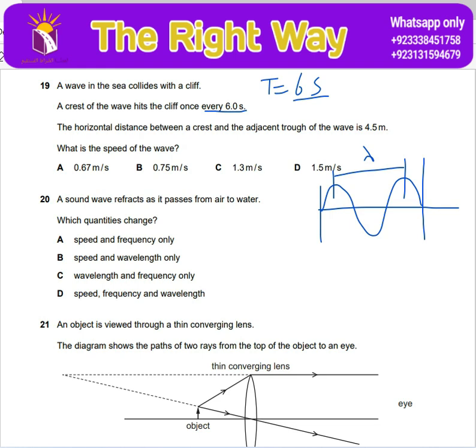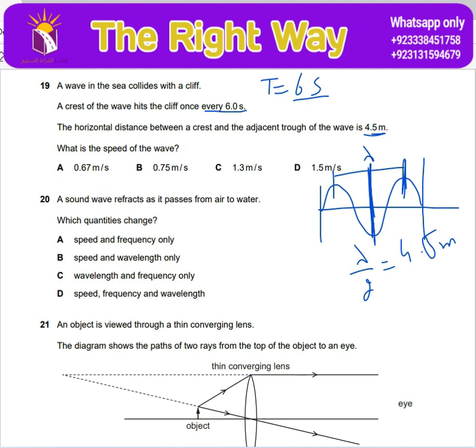The horizontal distance between a crest and the adjacent trough is 4.5 meter. So lambda by 2 is equal to 4.5 meter. Why lambda by 2?